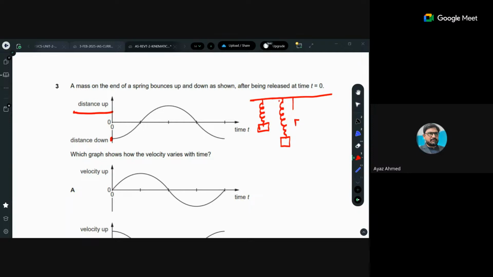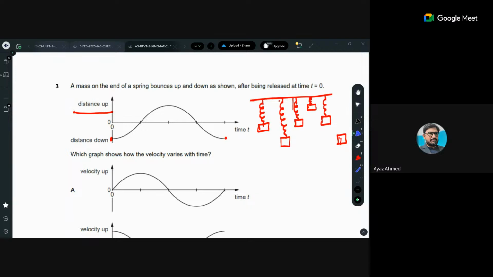And then after that, the ball will go back to the equilibrium. Then it would be compressed, and then it would go back to the equilibrium. Then it would be extended a lot, back to this point, and so on. Right? Is this clear to you?